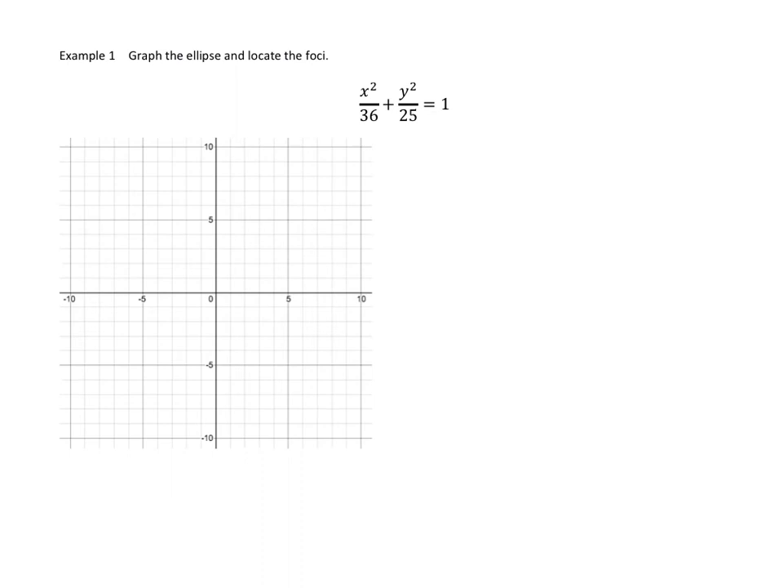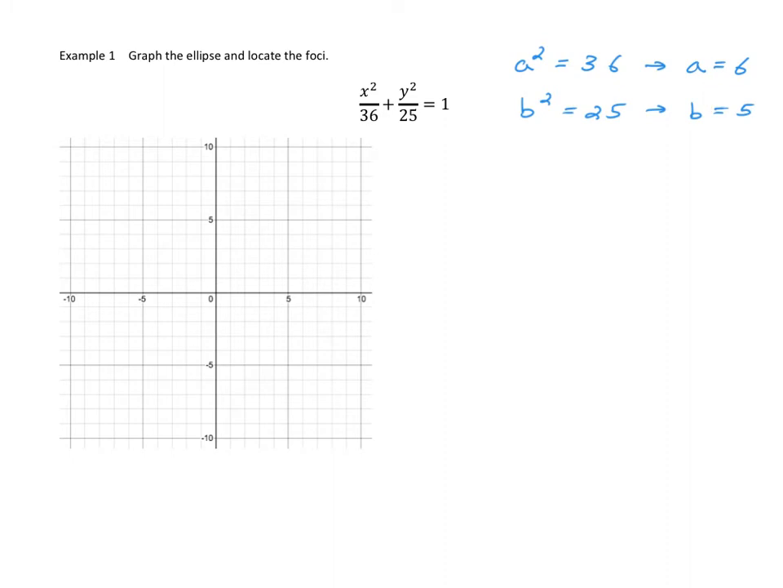Let's graph the ellipse given by this equation and then also locate the foci. For starters, if I look at this equation, I'm seeing the number under the x squared term is bigger than the one under the y squared term, so I know this is stretching in the x direction more than the y direction. I'll note that according to our formulas, a squared is the bigger number, which is 36, and b squared is the smaller number, which is 25. This tells me that a is equal to 6, and that b is equal to 5.